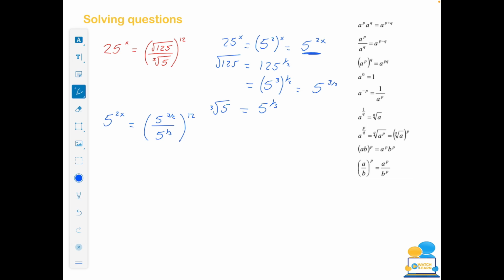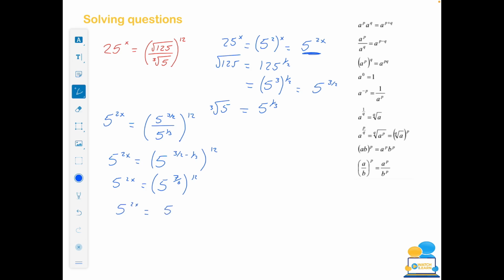Now, what we need to do now is we need to subtract the powers. So for this division here, we have 5 to the power of 2x is equal to 5 to the power of 3 over 2 minus 1/3, and that's all to the power of 12 still outside. So I'm just using my subtraction rule here because we're dividing. So that is equal to, just pop that into your calculator, 3 over 2 minus 1 over 3. That will give you 5 to the power of 7 over 6.